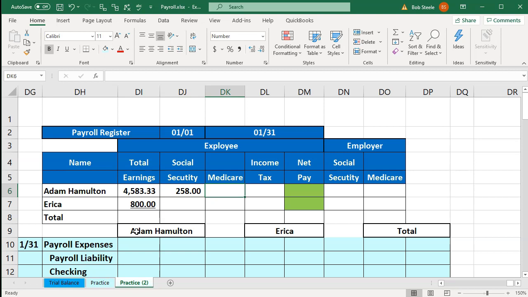The Medicare would typically be the gross earnings times 0.0145 currently, 1.45%. That would be 66.46. For our practice problem, we're going to keep it at just 66 because that's what we want it to be. All right, then we have the income tax, the federal income tax.